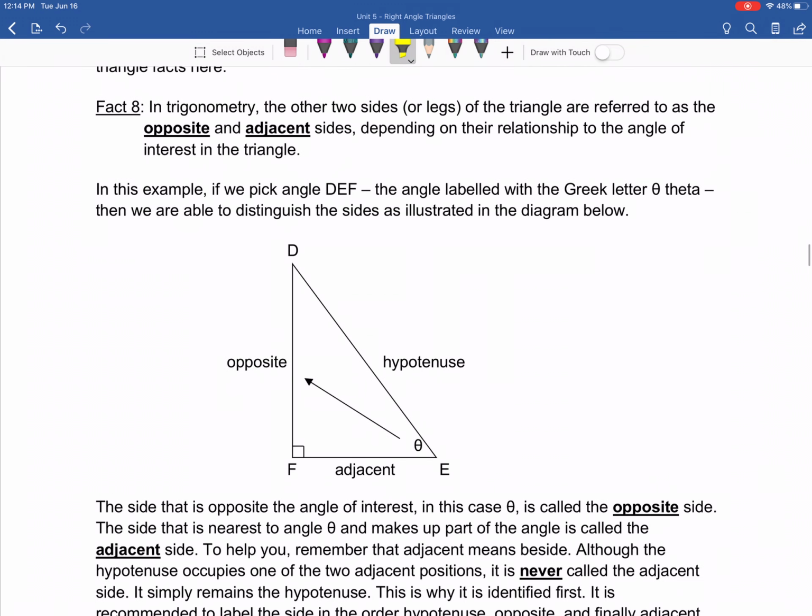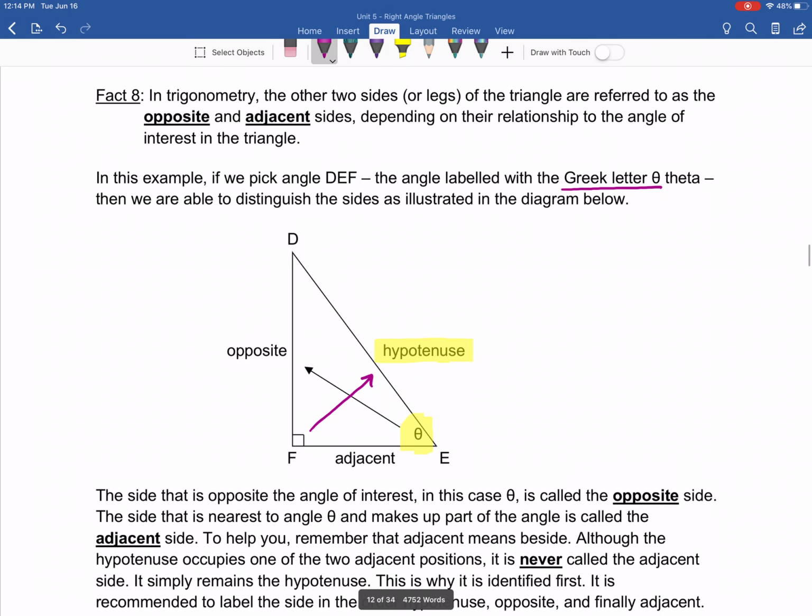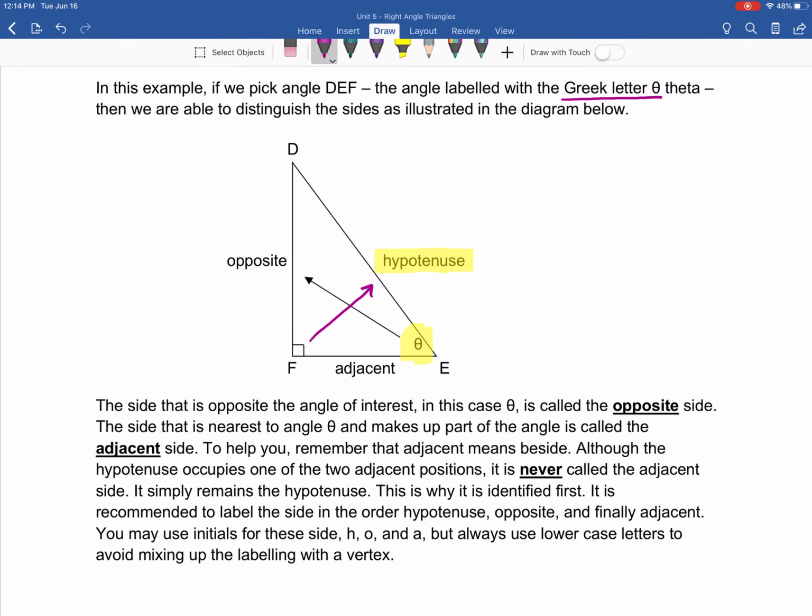And in this lesson, first of all, we'll learn about labeling the sides in terms of a given angle, which is represented by a Greek letter theta. So in this case, the angle is here. So we know that in a right angle triangle, the hypotenuse side never changes. It's the side which is opposite to the 90-degree. So it remains the same. We learn how to label the other two sides.